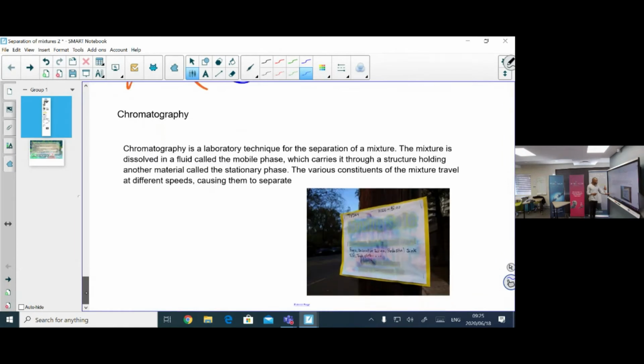Let's look at one final method of separation of mixtures. Let's look at when we are trying to separate colors. If you have a mixture of colors, what happens when we're trying to separate them? You can separate them, and we're going to look at how we can separate them.